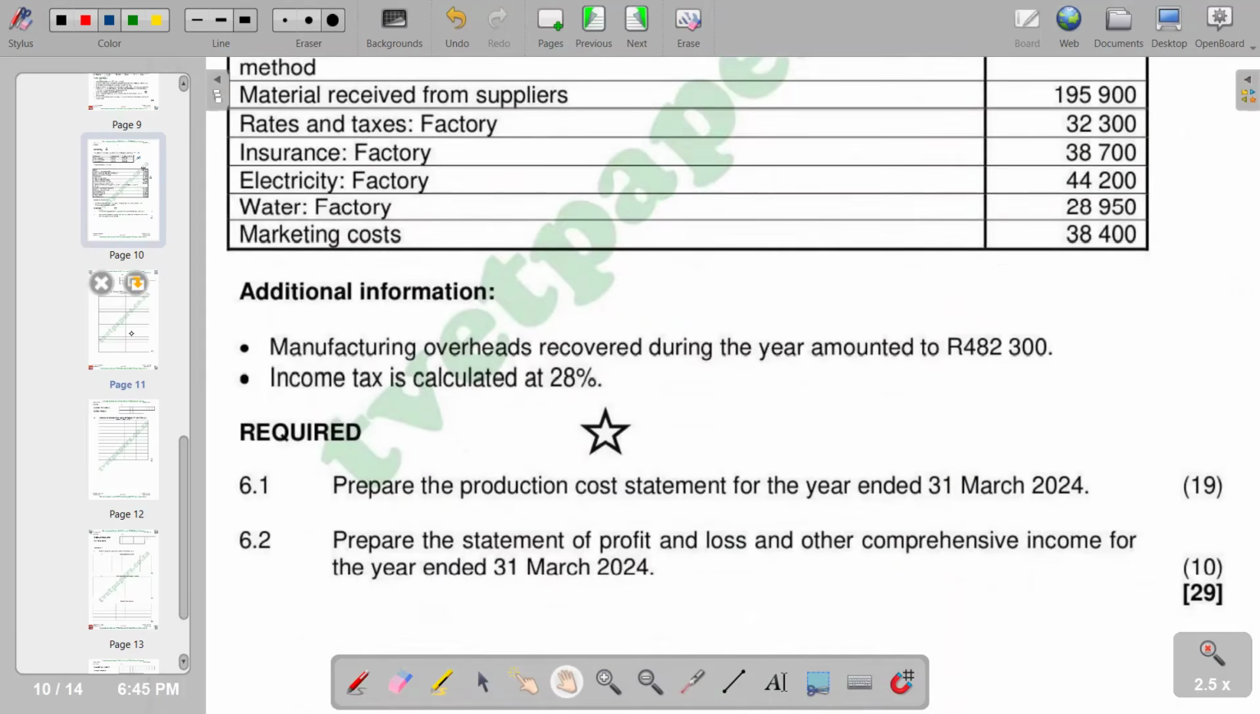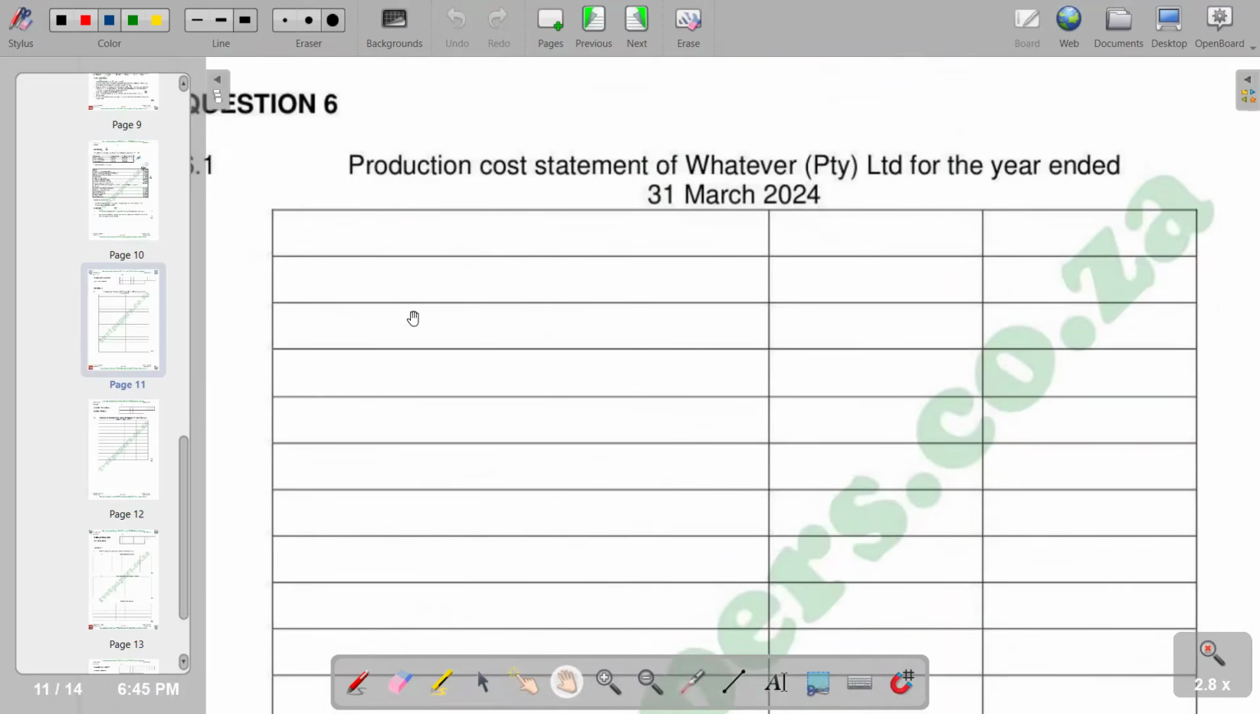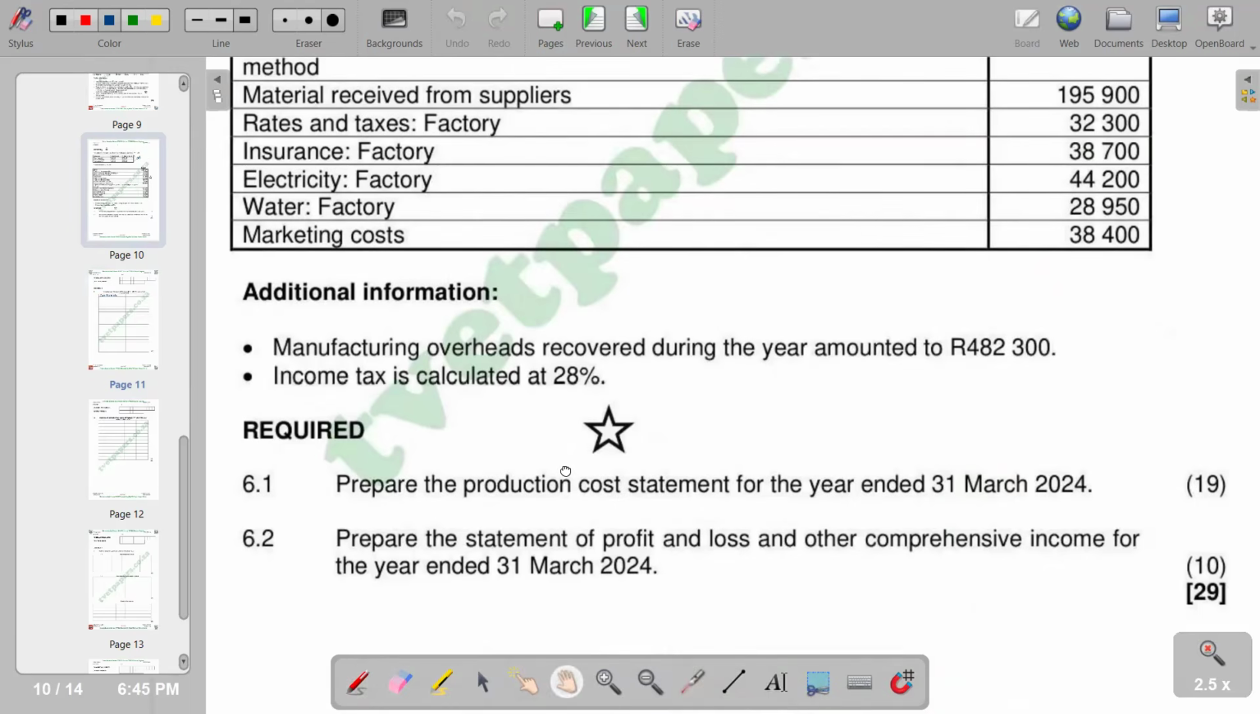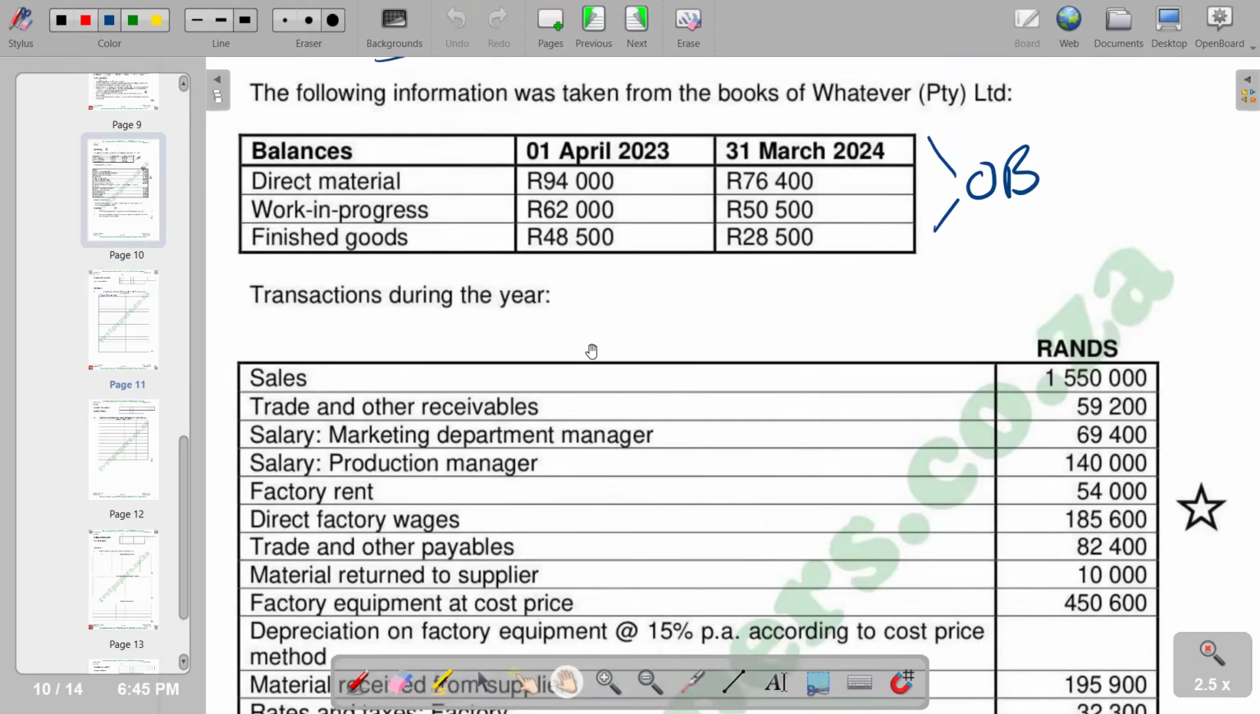So we are going to have our production cost statement of Whatever Private Limited. In that case, we are going to start with our calculation of the cost of direct materials. So we're going to have a heading of direct materials. On direct materials, obviously we are going to start with our opening stock. That is stock on the day of the beginning of the year, that is on 1 April 2023. So stock on 1 April 2023.